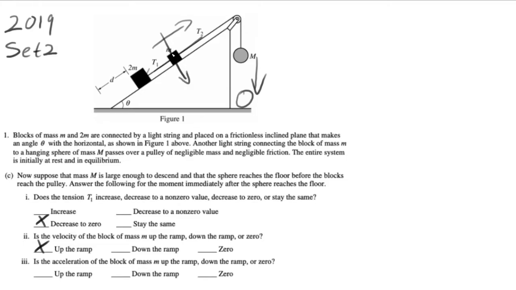The force into the ramp is negated by the normal force the block experiences. So its net force going along the axis parallel to the surface of the ramp is going down the ramp, which means its net acceleration is going down the ramp, which is your answer for part C triple I.